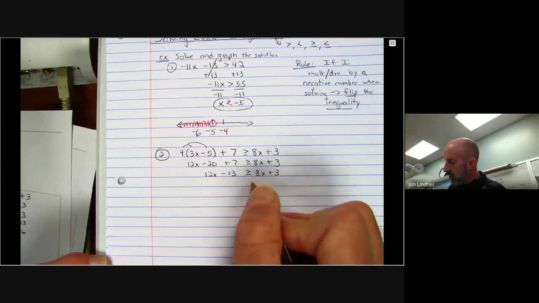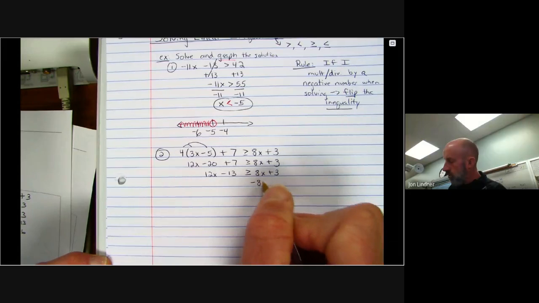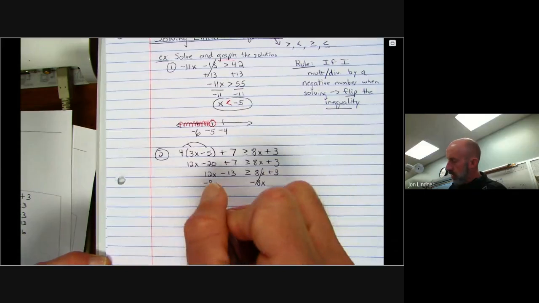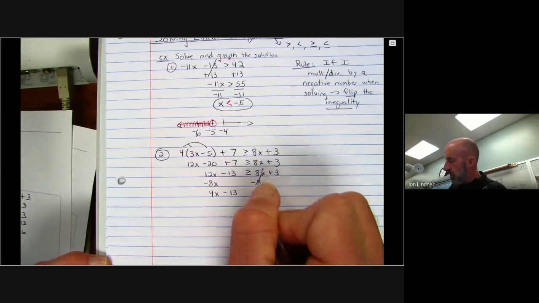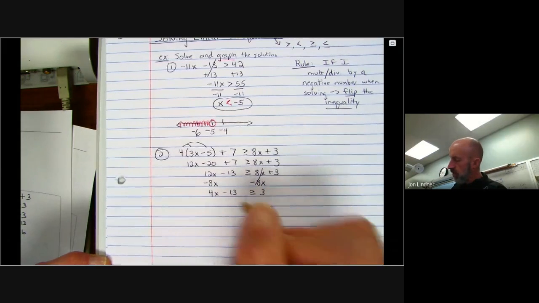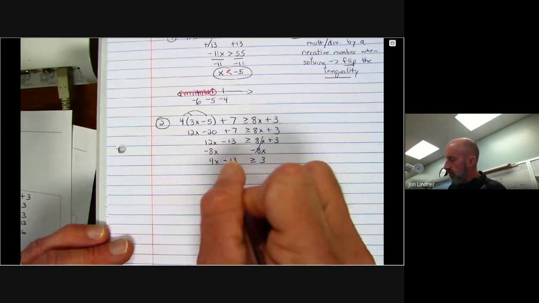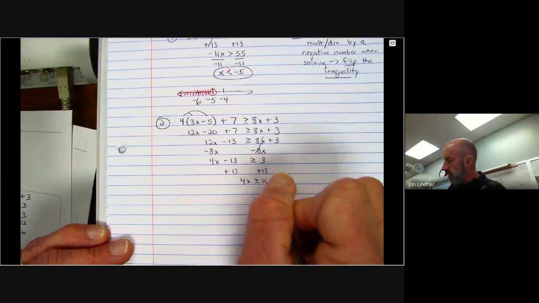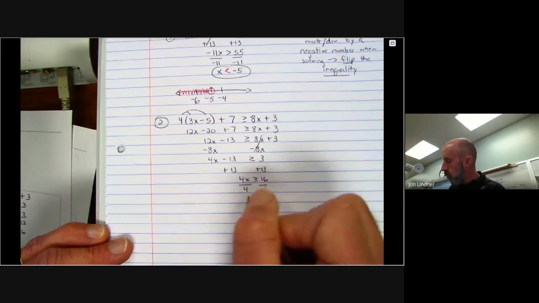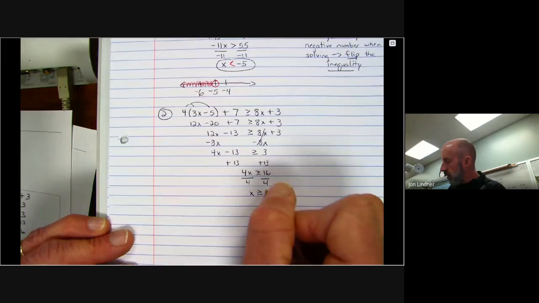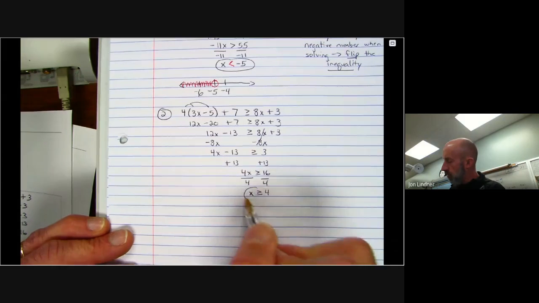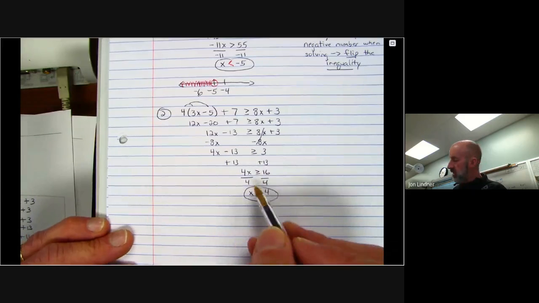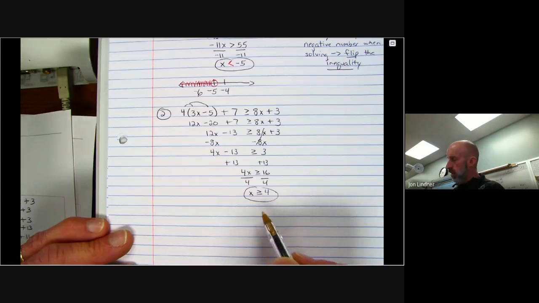Then I need to get my x terms together on the same side of the equation, so I would subtract 8x from both sides. That leaves me with 4x minus 13 is greater than or equal to 3, and the rest of it should be pretty easy. Add 13 to both sides. 4x is greater than or equal to 16. Divide both sides by 4. x is greater than or equal to 4. Notice I never divided or multiplied by a negative number. So that means I did not have to flip my inequality on this problem.